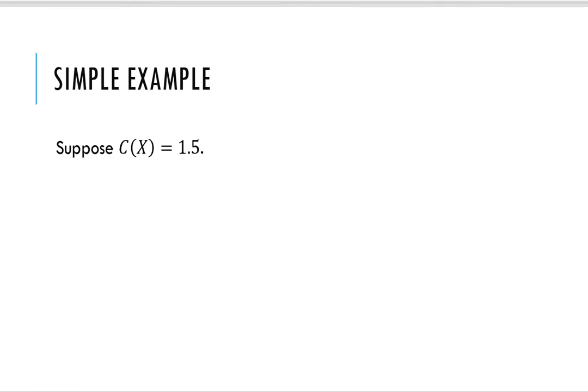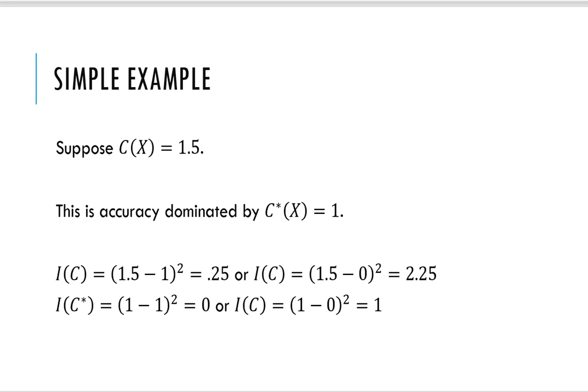Okay, so here's a very simple example of accuracy dominance. Suppose I just have beliefs about one proposition, x, and I assign credence 1.5 to it. This is clearly a crazy credence to assign, because it's above 1. This is going to be accuracy dominated by a credence function that assigns to the proposition x credence 1. Let's see how this is.